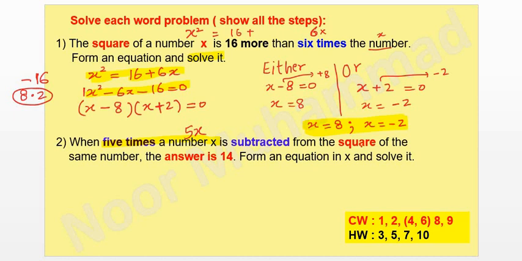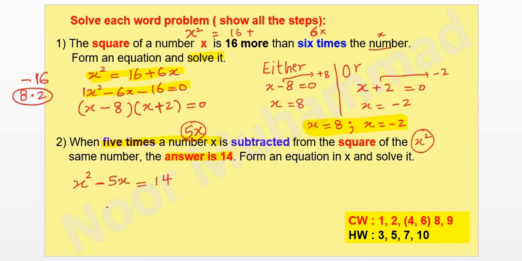Is subtracted from the square of the same number. Square of the same number means it will be x squared. So this 5x is subtracted from x squared. The answer is equal to 14. So we have here on this side equal to 14, right? And on this side, what are we subtracting? We are subtracting 5x from x squared.